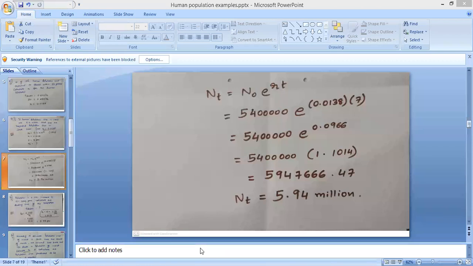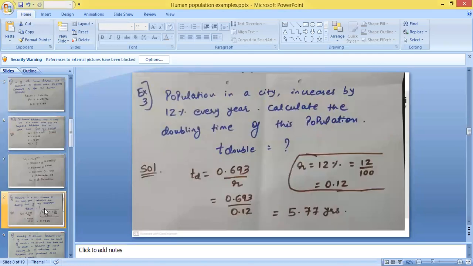I suppose many of you are getting the correct answer. Next question. Population in a city increases by 12% every year. Calculate the doubling time of the population. Now this is also a question of T double, but it is drafted in a different manner. So you should understand what is being asked. Population increases by 12% means it is given the growth rate to you.